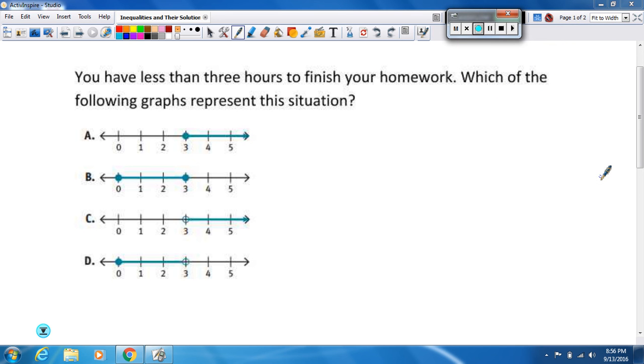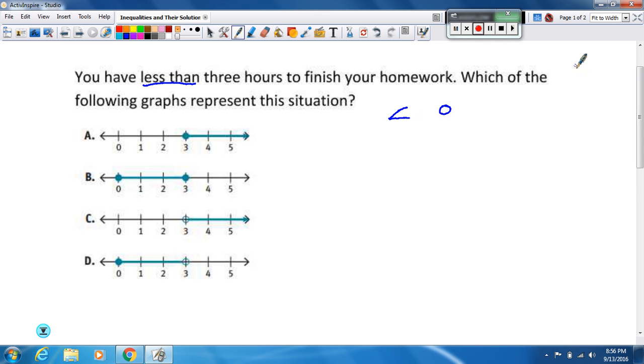You have less than 3 hours to finish your homework. Which of the following graphs represent this situation? Well, it doesn't say less than or exactly, it just says less than. And less than is like this. Now you need to remember that if the inequality is not underlined, it's an open circle.